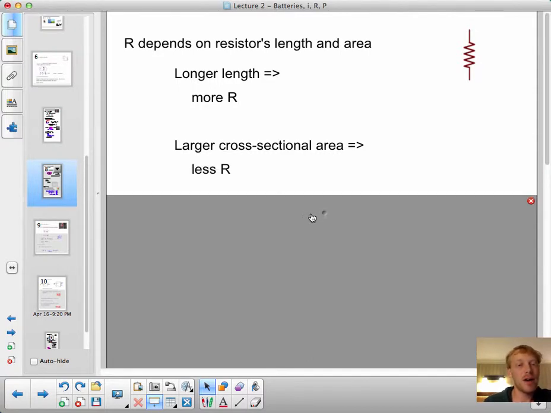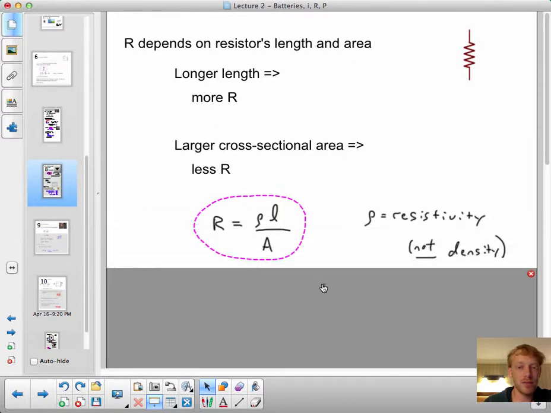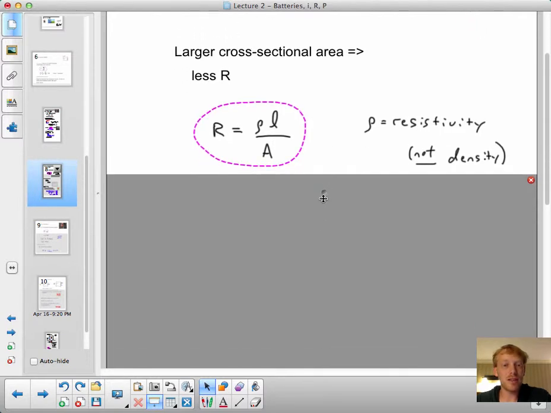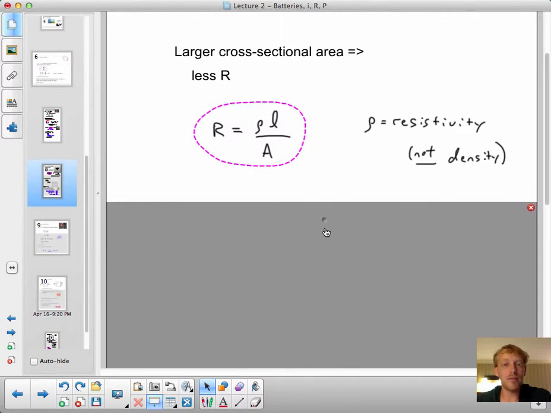These effects are combined in this equation. This is the formula for the resistance of a resistor. The resistance of a resistor is dependent on the resistivity of the material the resistor is made of, I'll talk more about that in a second, times the length of the resistor, divided by the cross-sectional area of the resistor. Okay, so let's say we have a resistor that's made of copper.